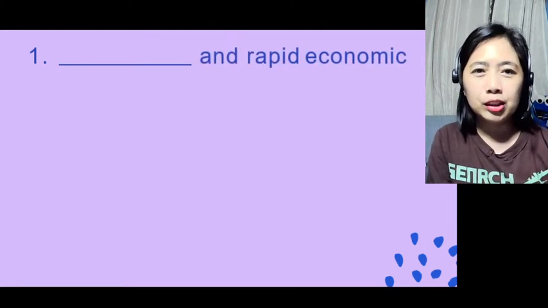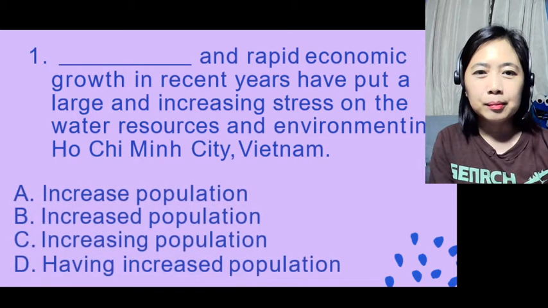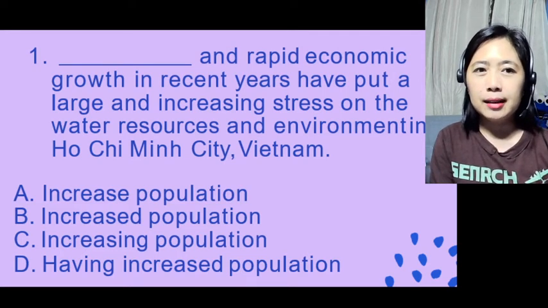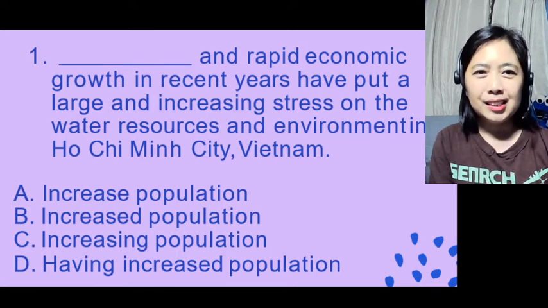Okay, so for question number 1, we have here: blank and rapid economic growth in recent years have put a large and increasing stress on the water resources and environment in Ho Chi Minh City, Vietnam. Choices are: letter A, increased population; letter B, increased population with; letter C, increasing population; and letter D, having increased population. Okay, so what do you think is your answer here?